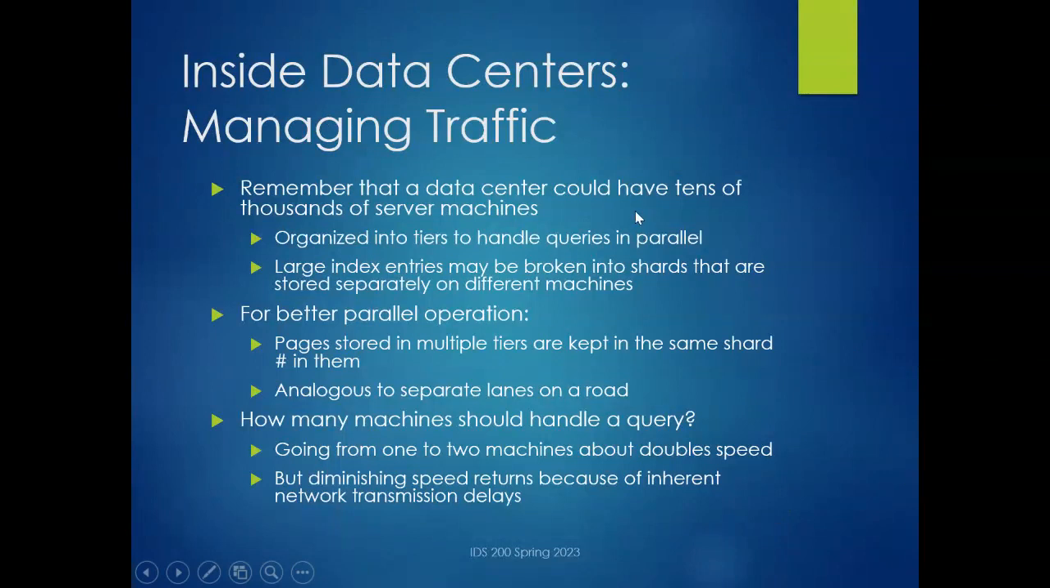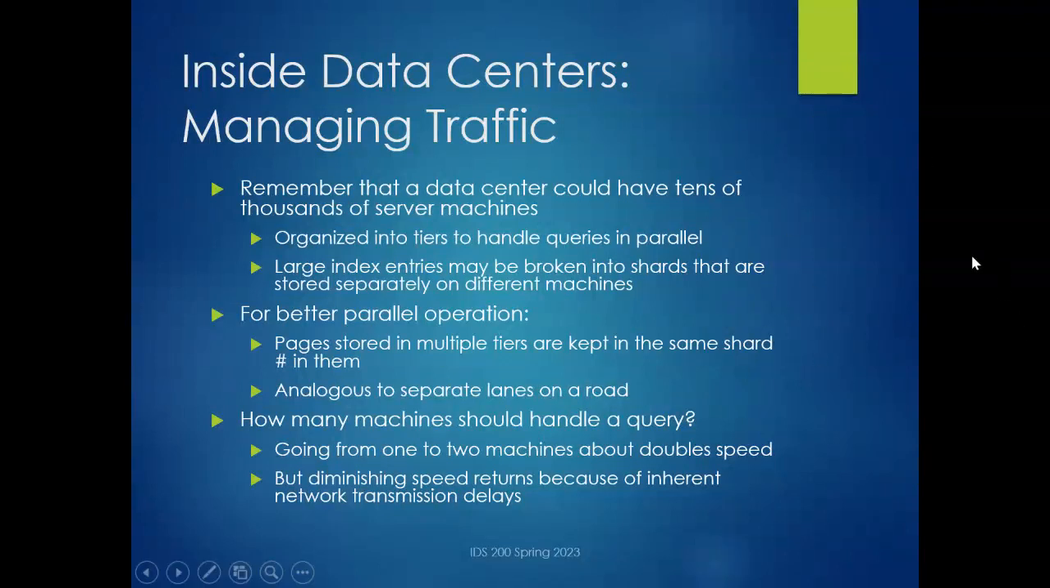So data centers have tens of thousands of servers, right? And they're already organized into tiers, into groups, doing the same kind of task to handle queries in parallel. But index entries themselves tend to be very large, or at least some of them are very large, and may be broken into shards, into fragments that are stored separately on different machines. So if you have one index entry that contains, like for sports, billions of pages, you're not going to put all of that data on one machine, right? You're going to break up that index entry and have shard 1 on one machine, shard 2 on another, shard 3 on another, and so on.